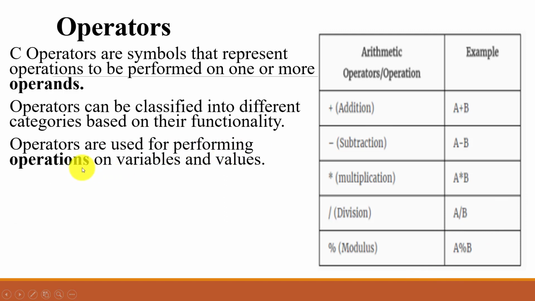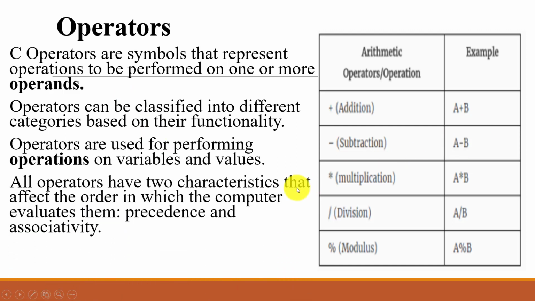Now why do we use operators? Because we have to perform some operations. These operations are addition, subtraction, multiplication, modulus. All these operations can be performed on variables and values, which are sometimes also referred to as operands. Here A and B are variables or values, and the plus and minus are the symbols, or operators.